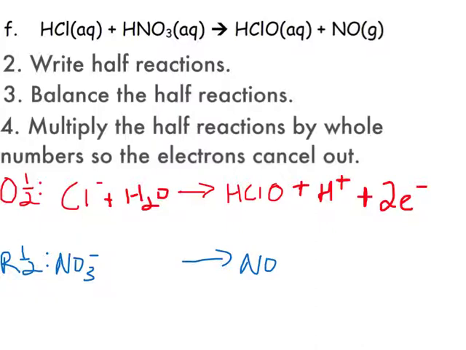Remember, I have to add electrons to make the charges on both sides balance out. This side had a -1, this side had a +1. 2 electrons would give this side a -1 charge overall.